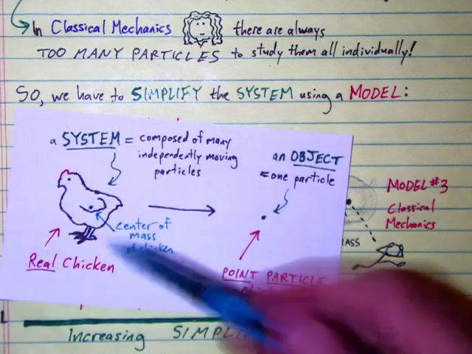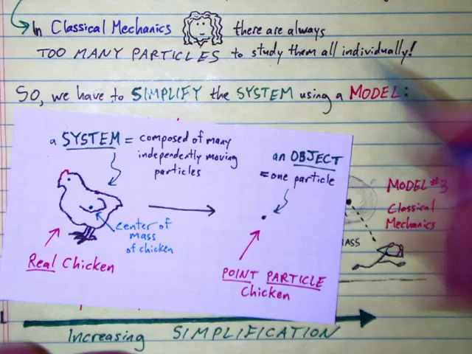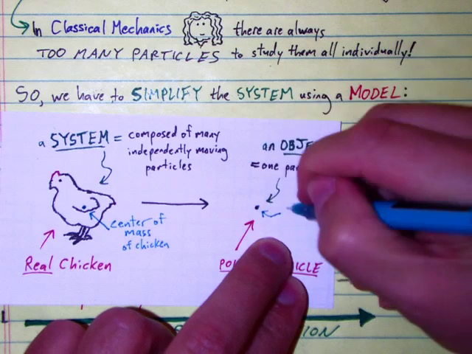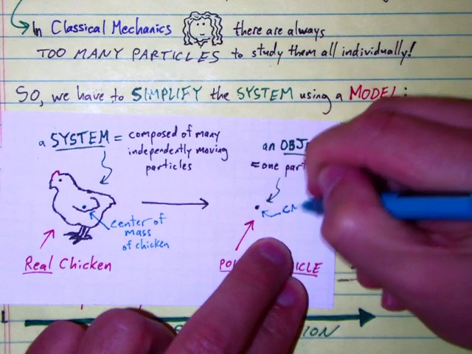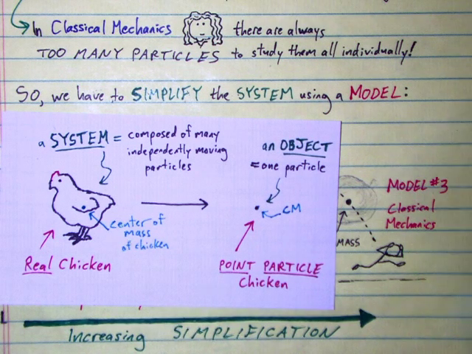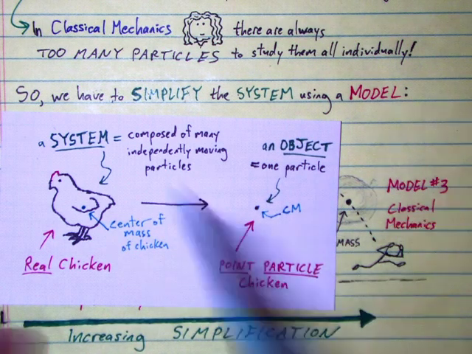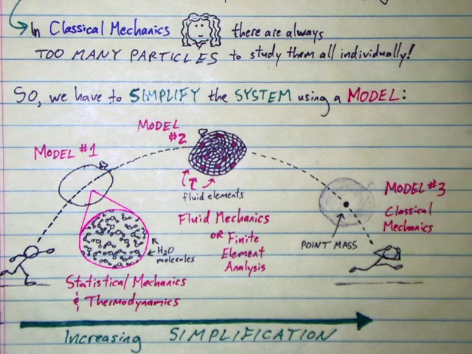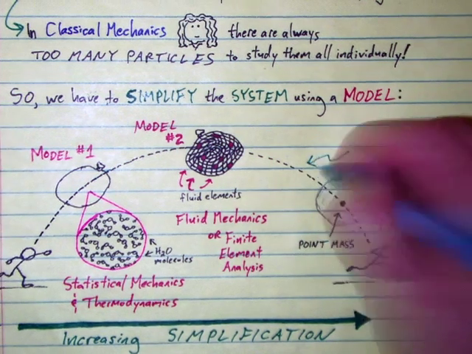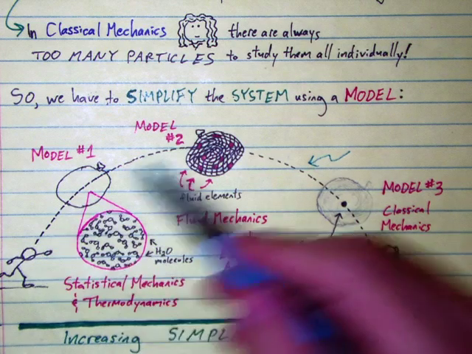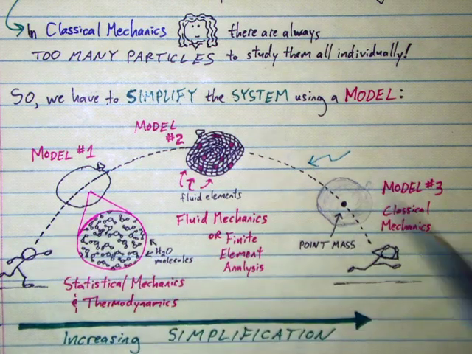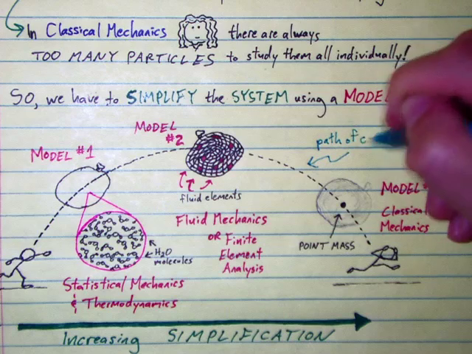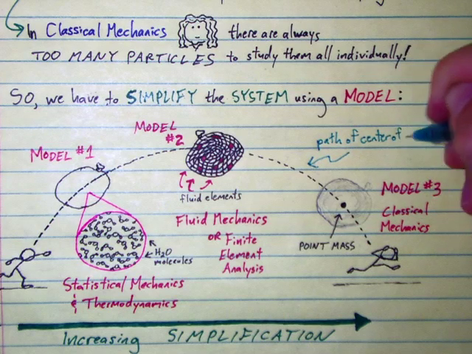So we're going to take our whole chicken and reduce it down, shrink it, compact it, so that all its mass is located in a single point here. All of it is going to be located in the center of mass, cm for short. Turn our chicken into a point particle. We turn our system into an object. That's model number 3. So this path here, we know that it's a parabolic path for our projectile. This parabolic path is actually the path of the center of mass of that balloon.